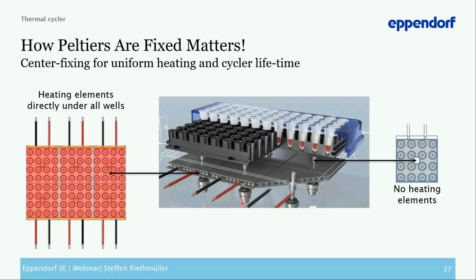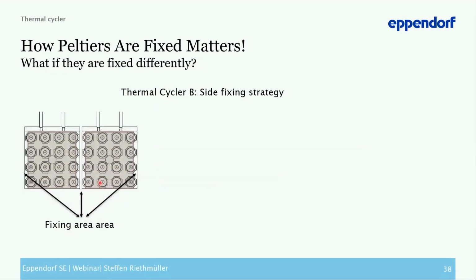Center fixing has the advantage that the heating, shown here in red, is really homogeneous. So you just have less temperature in the area where the Peltier elements are fixed, but here you don't have any sample, so this has no influence on the sample. And there are some other cycler models on the market with side fixing of the Peltier elements.